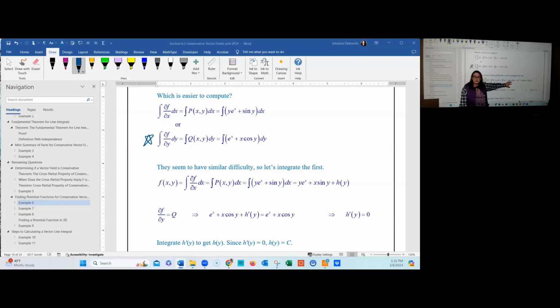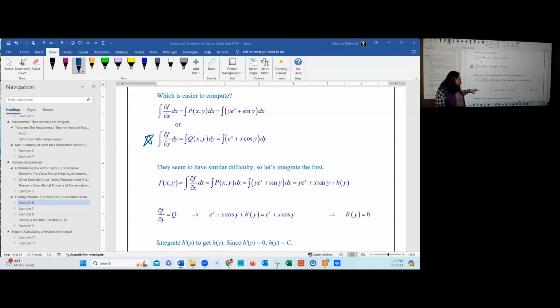Sine of y is considered a constant as far as x is concerned. So I get x sine of y. Plus, I possibly would get some function of y, which I simply add as h of y. I don't know what it is, but it's possible that I have a constant which represents a function of y, possibly also including constant values. Once I have this, this becomes my potential function candidate, f: y e to the x plus x sine of y plus some unknown function h of y.